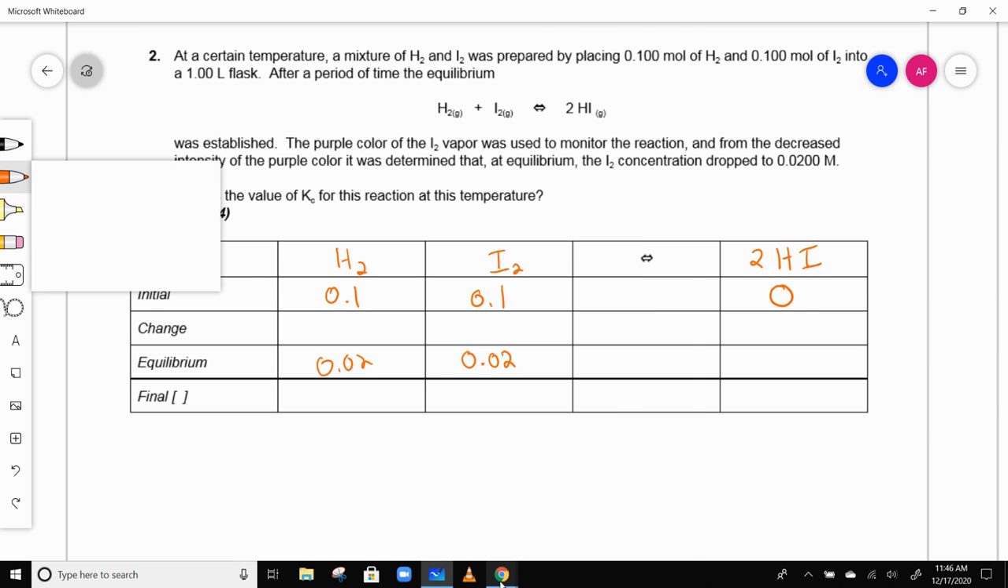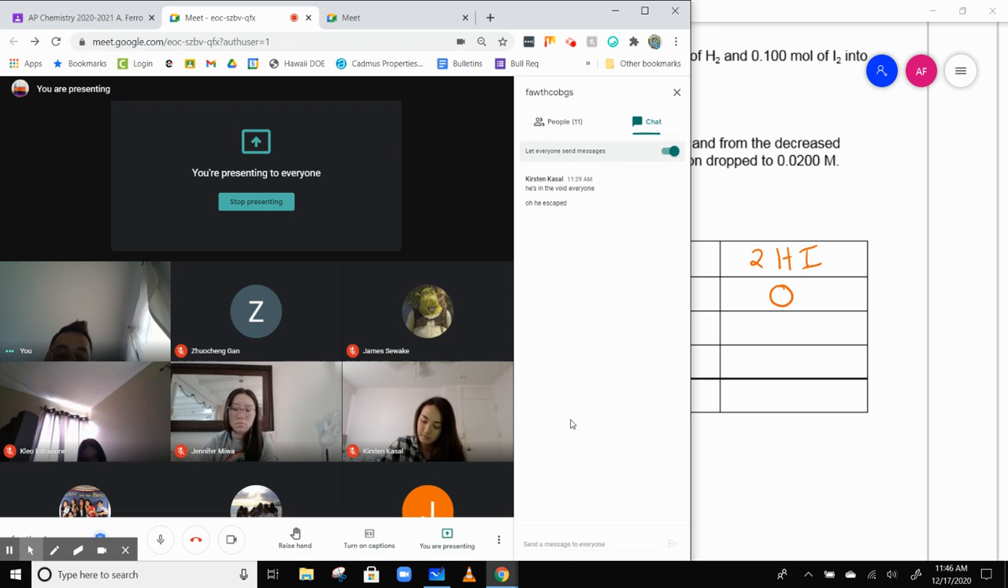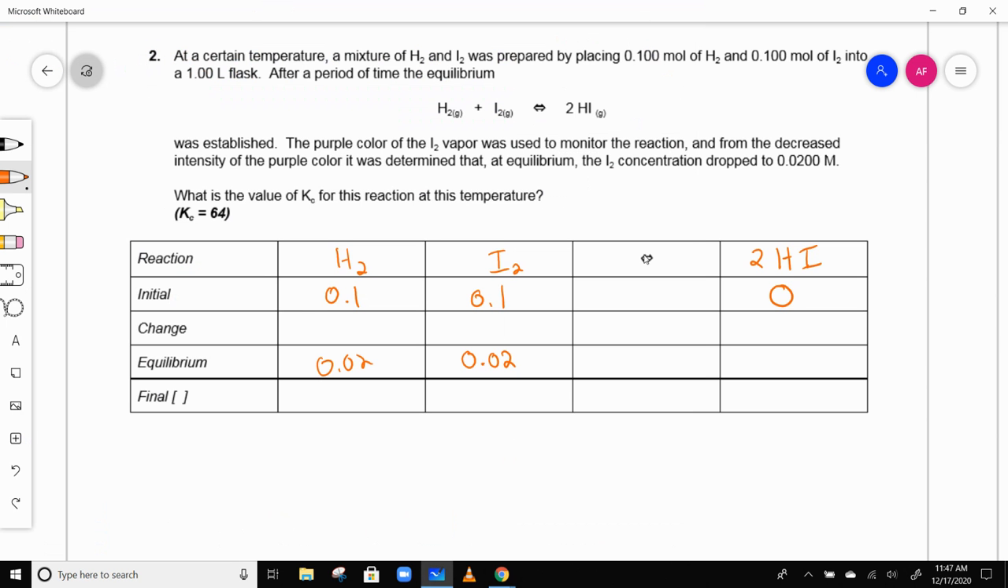Okay, sorry, y'all still with me here? I looked at this as if the Kc was what we knew, and we were trying to find the equilibrium concentrations, which we can do. We can do it either way. That's why I got sidetracked there. I got a little confused for a second. Okay, so we know that at equilibrium, this is going to be 0.02, 0.02.